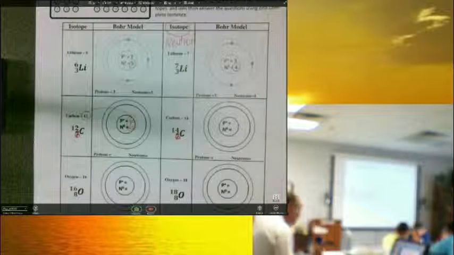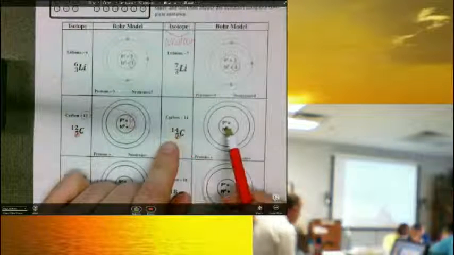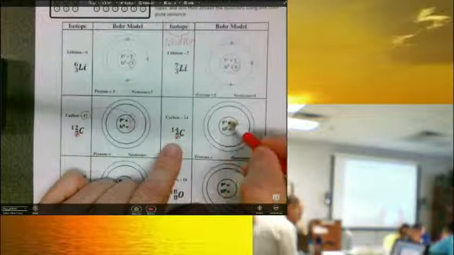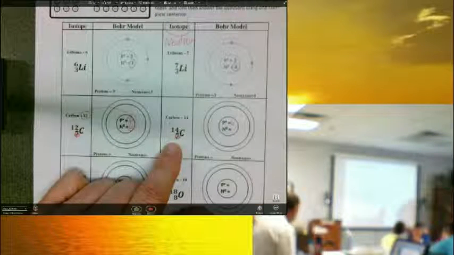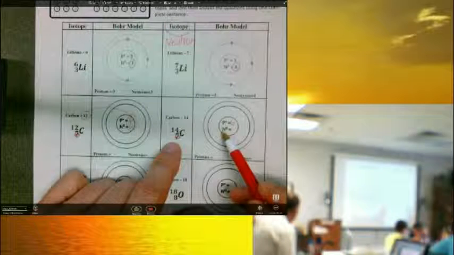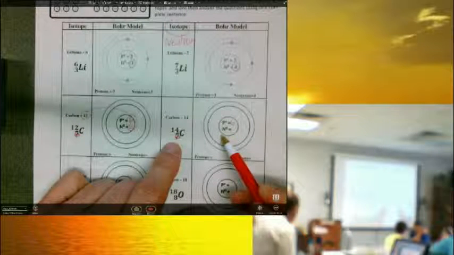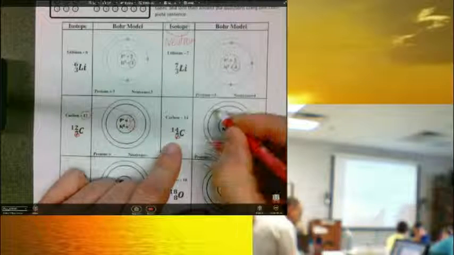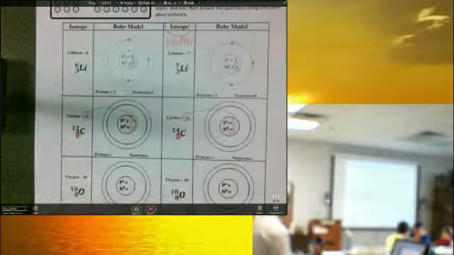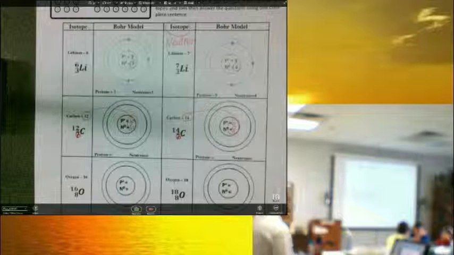Okay, this one is carbon 14. How many protons does carbon have? 7. No, ma'am? 6. All carbon has 6. How many neutrons does it have? 7. No. 8. It would be 8. Remember, this has to add up to this. That's how you do this.